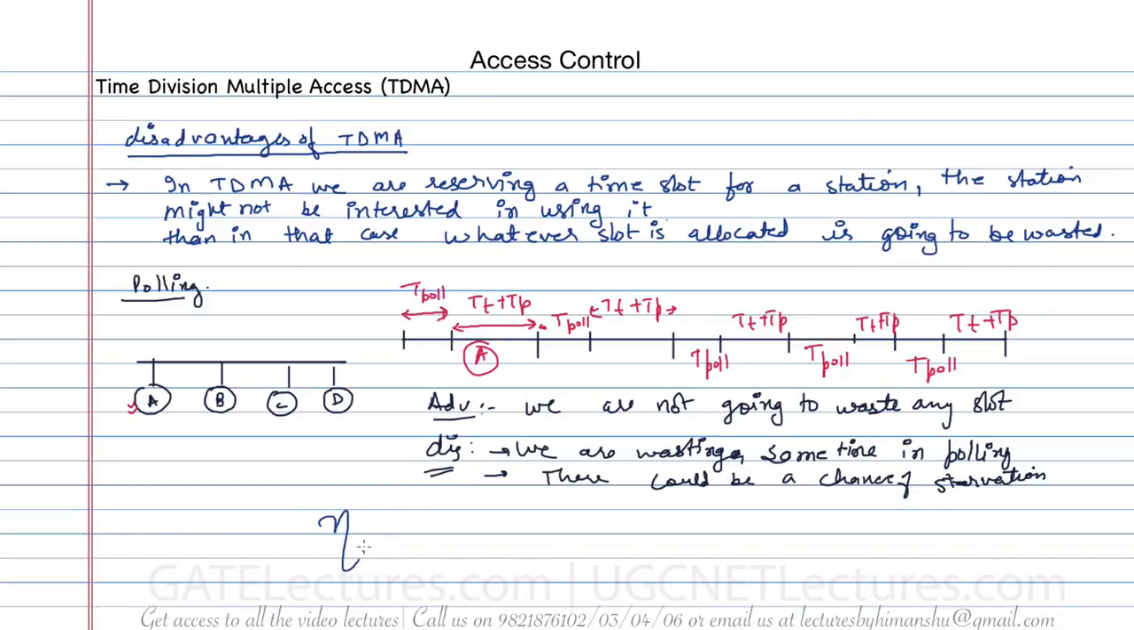So here what is the efficiency we can get? Efficiency is useful time upon total time. In every case, what is the useful time? Useful time is only the transmission time. And what is the total time? Every time we have to do polling, then we have to do transmission plus propagation. So in total the efficiency is TT upon T poll plus TT plus 2 into (TT plus TP). Okay, and again the effective bandwidth is always the same, that is the efficiency multiplied by bandwidth.